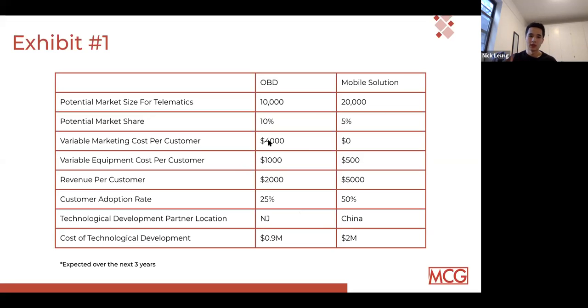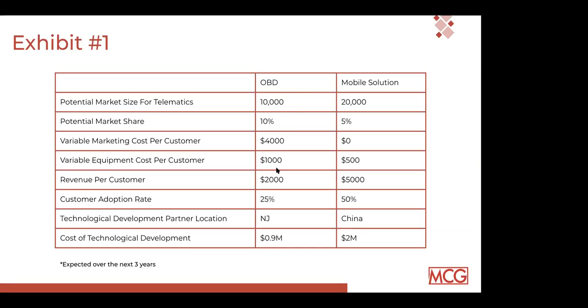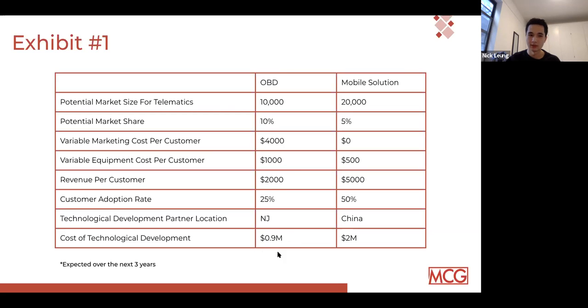Okay, I'm just going to tell you how this plays out. The OBD solution gives you negative profit, even without the cost of technological development. The mobile solution gives you a large positive profit, even including the cost of technological development. We don't need numbers, but that's the answer. So based on this, what are your preliminary thoughts based on the calculation?